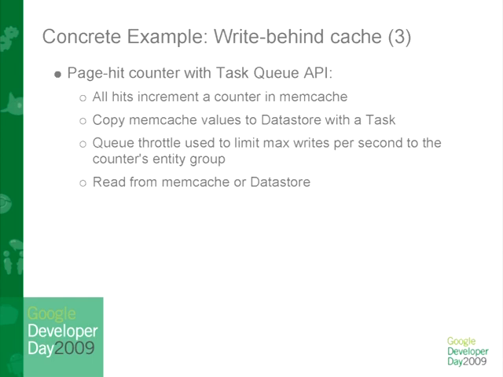And then ever so often, you copy those memcache values to the data store with a task. And then you can use the queue throttle rate to limit how fast you write to the transactional group. So if you know your transactional group cannot go faster than once per second, then you just set your queue rate at once per second, and you're set.